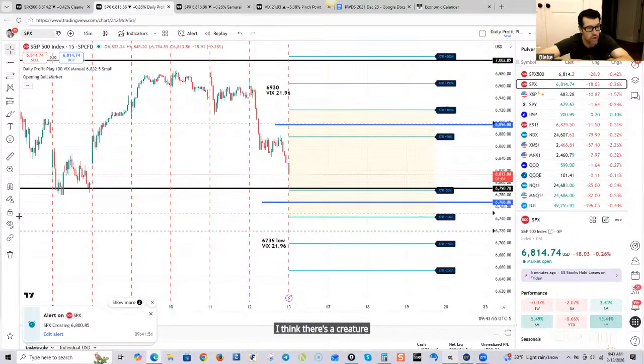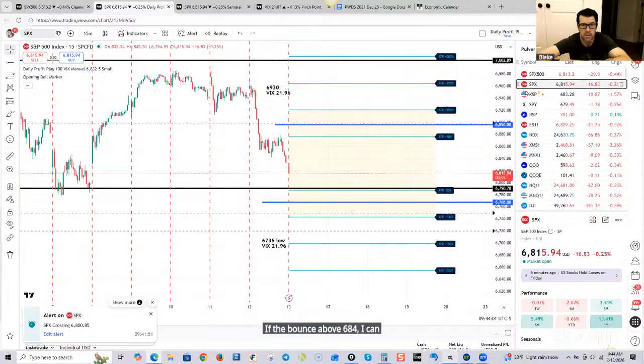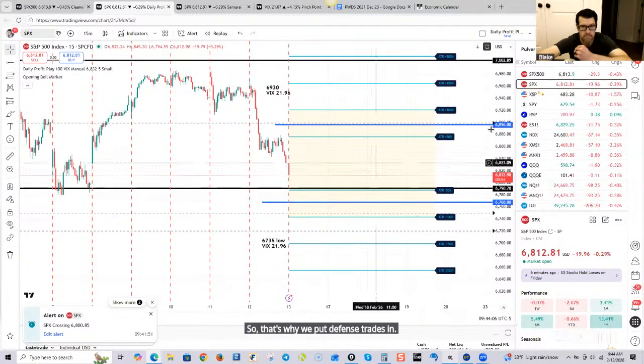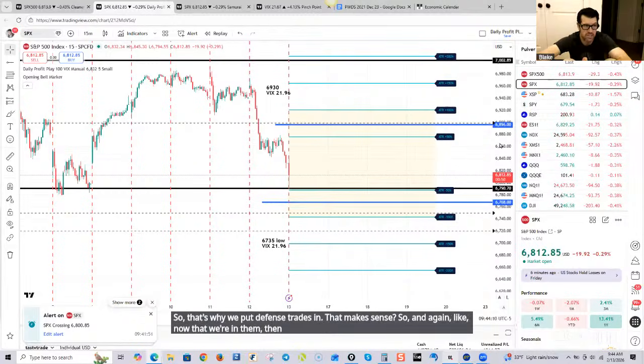If the market gets a bounce at all, we just need the bounce to be above 684. If the bounce is above 684, I can still make money. So that's why we put defense trades in. That makes sense? And again, now that we're in them, let's see what happens on Tuesday.